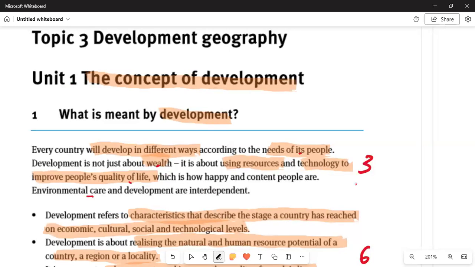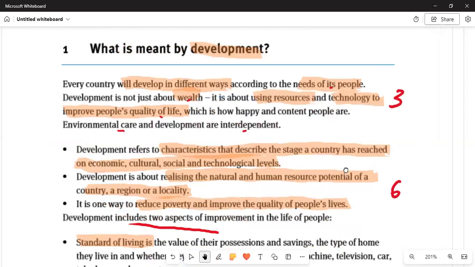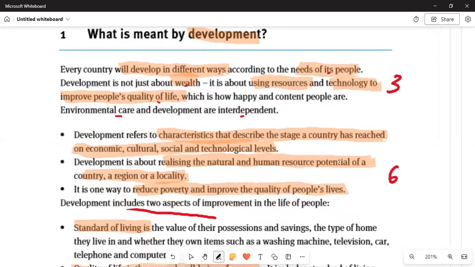We must understand that these are interdependent. It means that they don't depend on something to happen. Under this, we say development is economic, cultural and social in terms of levels, so that it is about an improvement. Number two, we must be able to reduce poverty and improve the quality of people's lives, which can be for a maximum of 6 marks that I've written here.